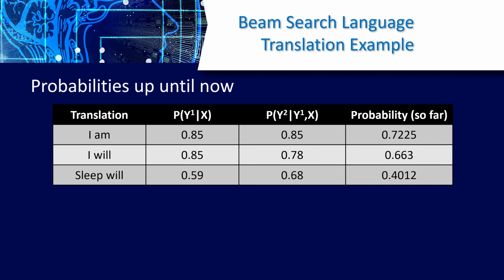Let's take a look at our sequence probabilities up until now. The front runner is I am, with the highest combined probability. I will is not that far behind. However, sleep will doesn't seem to be keeping up with the first two, and makes it unlikely that it will be the one chosen at the end. We don't know for sure yet, but we can make an educated guess that this will not be our translation that Beam Search will choose.